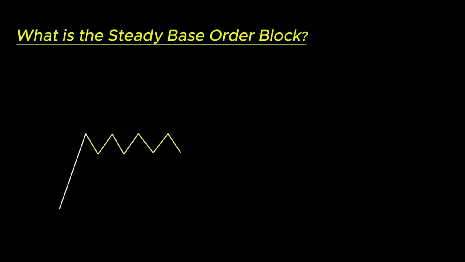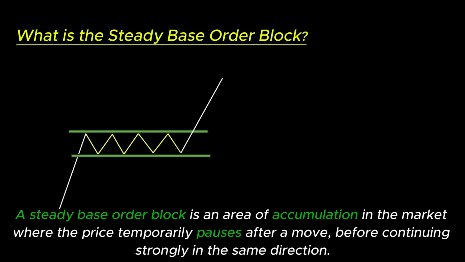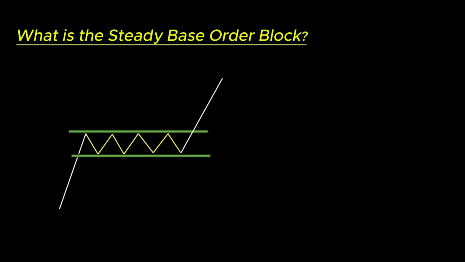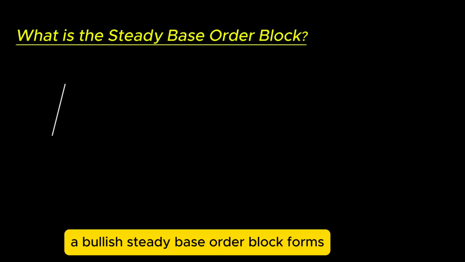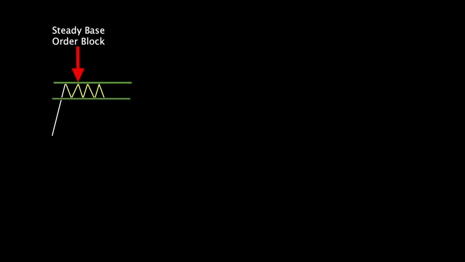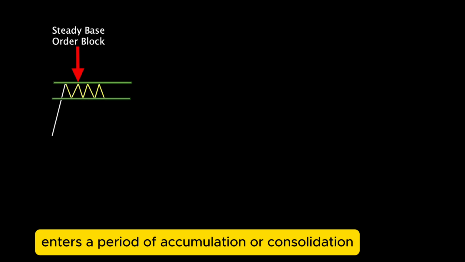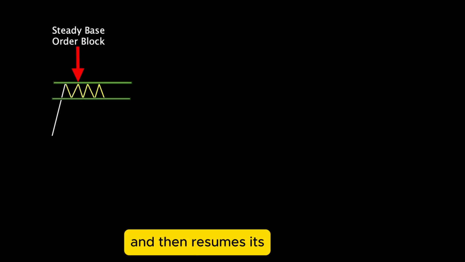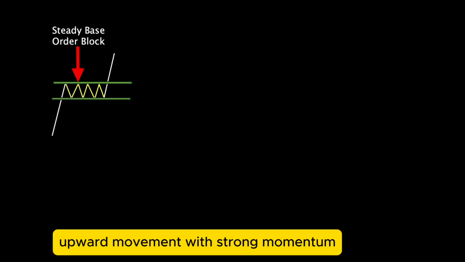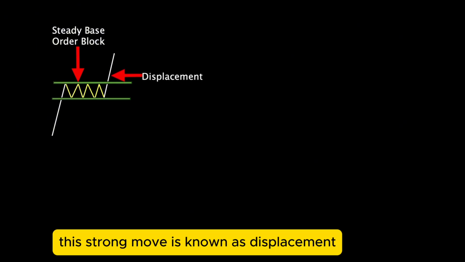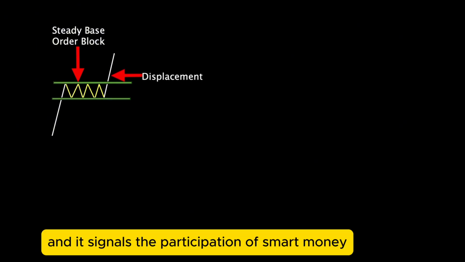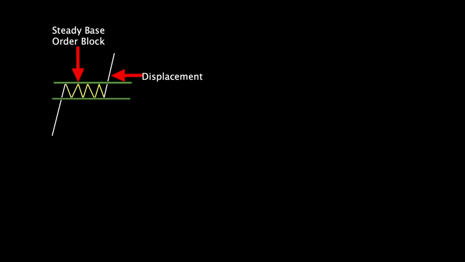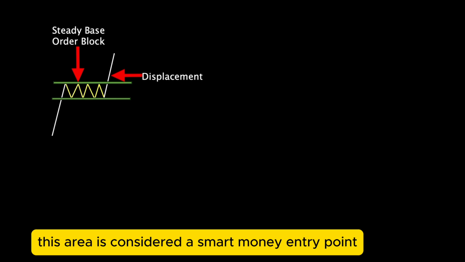What is the steady base order block? A steady base order block is an area of accumulation in the market where the price temporarily pauses after a move before continuing strongly in the same direction. A bullish steady base order block forms when the market is trending upward. The price rises, enters a period of accumulation or consolidation, and then resumes its upward movement with strong momentum. This strong move is known as displacement, and it signals the participation of smart money. This area is considered a smart money entry point.